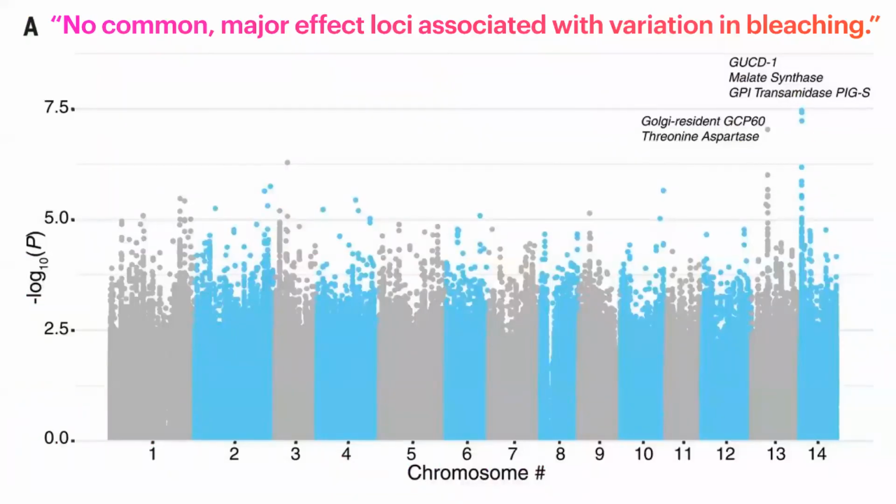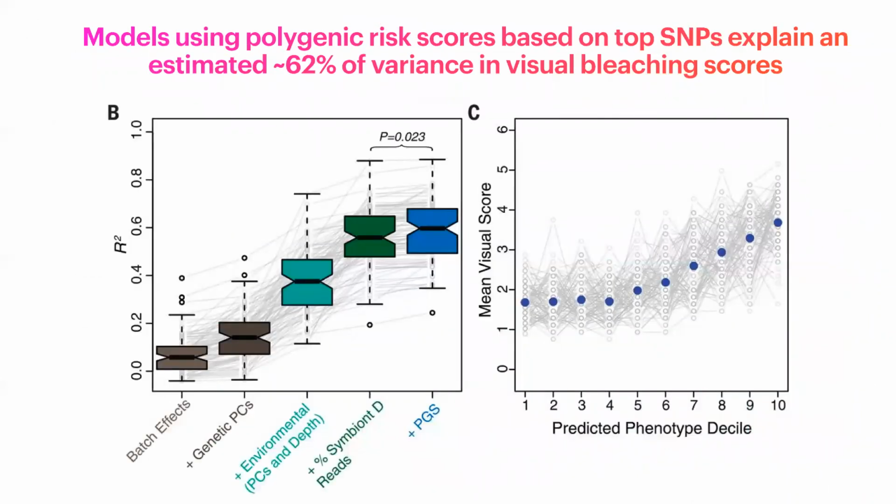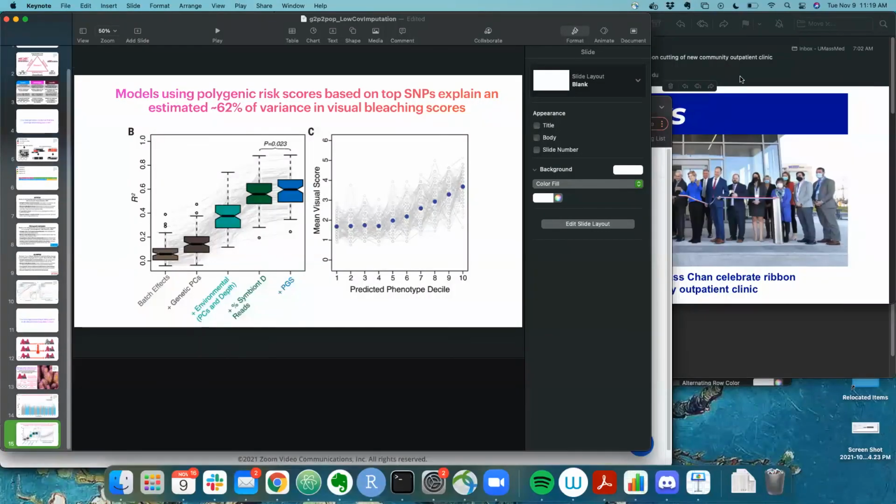And while they didn't find any common major effect loci associated with the variation in bleaching, they did find a few genes that seem to be associated, not significantly, with bleaching effects, one which has been implicated in other coral species to be upregulated in bleaching. But what they really found a great use for this low coverage sequencing data was building polygenic risk scores for bleaching using the top SNPs. Models that incorporated this polygenic risk score explained about 62% of the variance in visual bleaching scores in the coral reefs. So with that, take any questions.